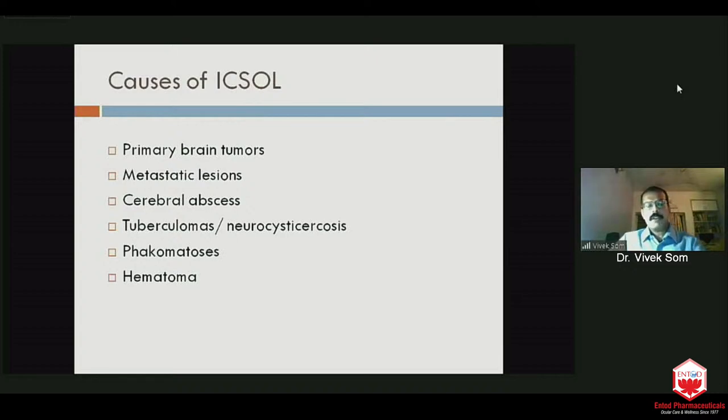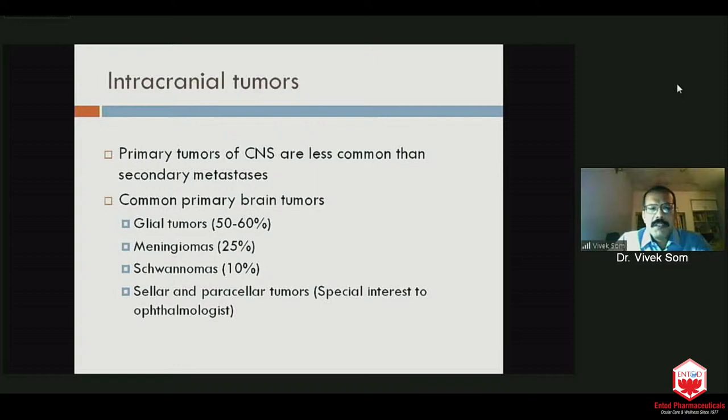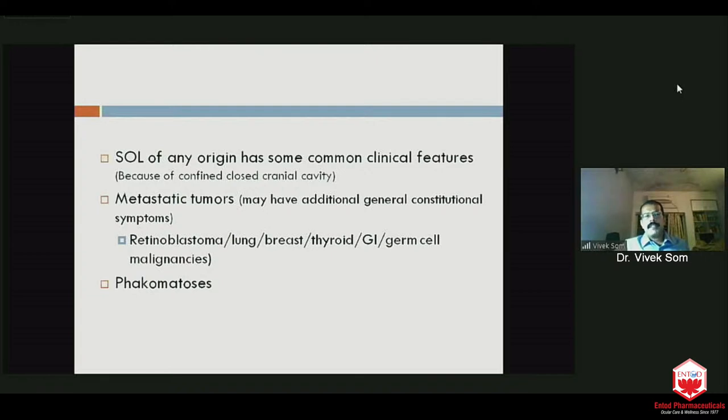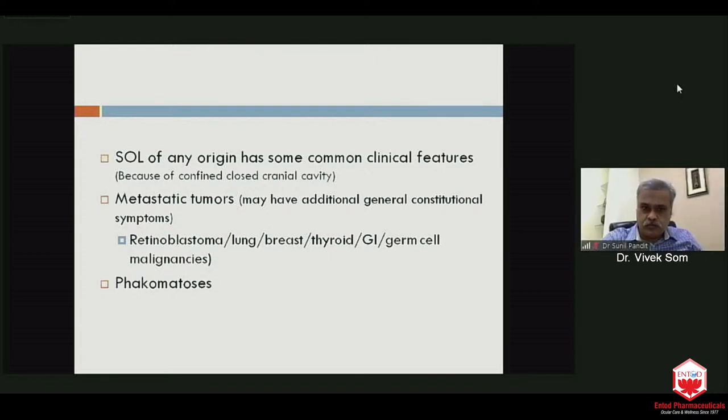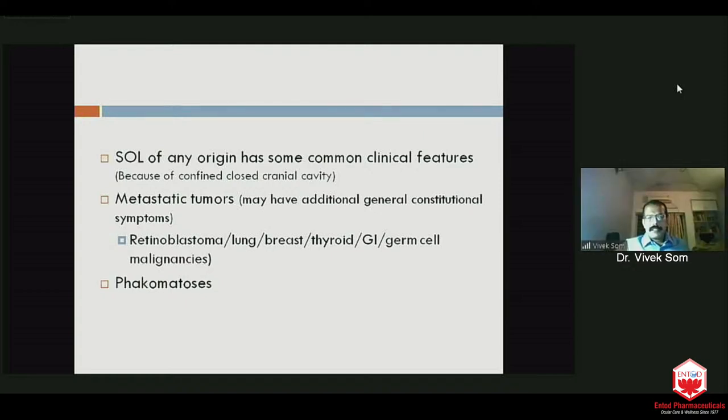Intracranial space-occupying lesions can be of various types, and there is a wide variety; to discuss them all in a short presentation is not possible. But they can be broadly seen as primary brain tumors, metastatic lesions, cerebral abscess, tuberculomas, neurocysticercosis, phakomatosis, and hematomas. We have to remember that primary intracranial tumors are less common than secondary ones, and both have common clinical features of space-occupying lesions, except that metastatic tumors may have additional general constitutional symptoms, as seen in retinoblastoma, lung, breast, thyroid, germ cell malignancies, or phakomatosis.